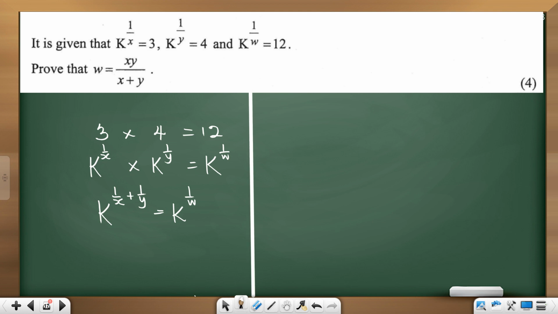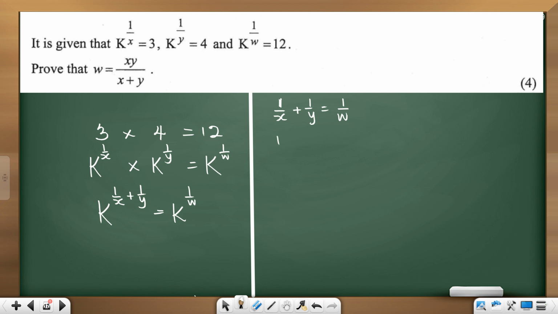Now, since the bases are the same on both sides, we can equate the exponents. 1 over x plus 1 over y equals 1 over w. We are adding fractions. I taught you how to add fractions.